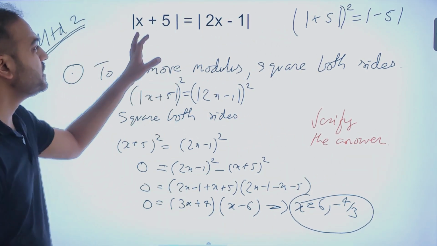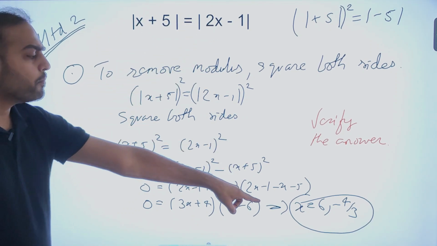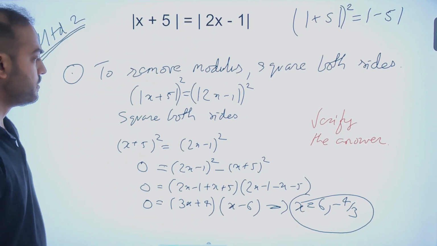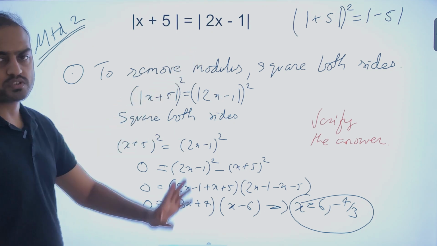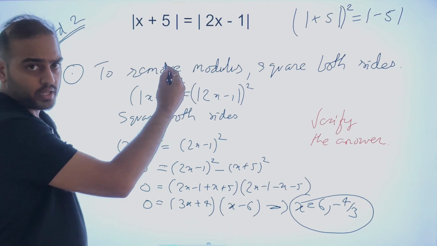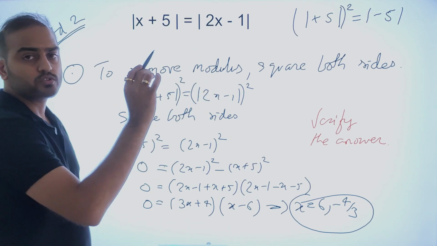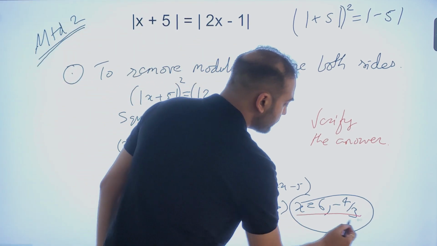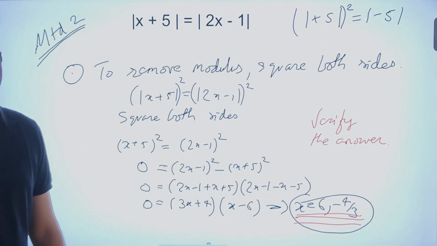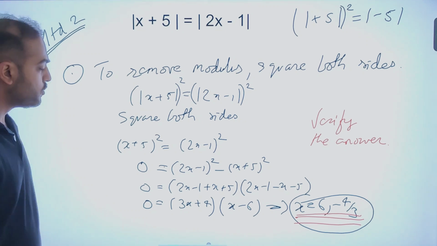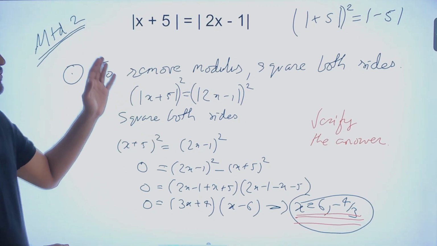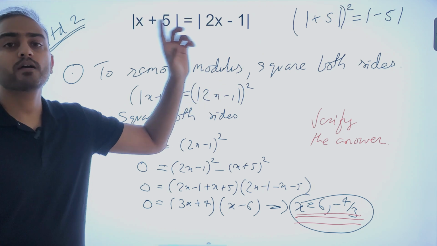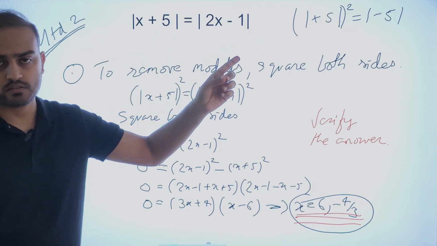Now, because you have modulus on both sides, both the values will satisfy. If you plug them back in and verify, both the values get verified. So both the values are my answer. So method number 2, what is it? If you want to remove modulus, simply square both sides.